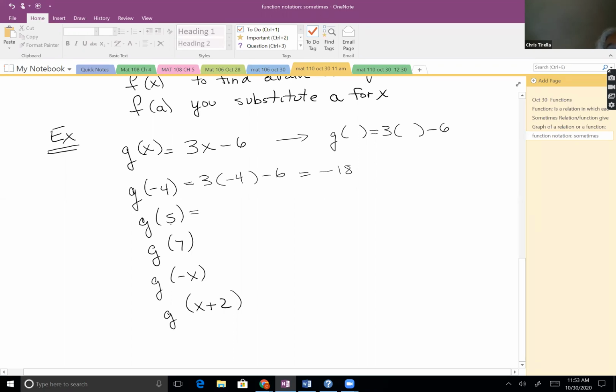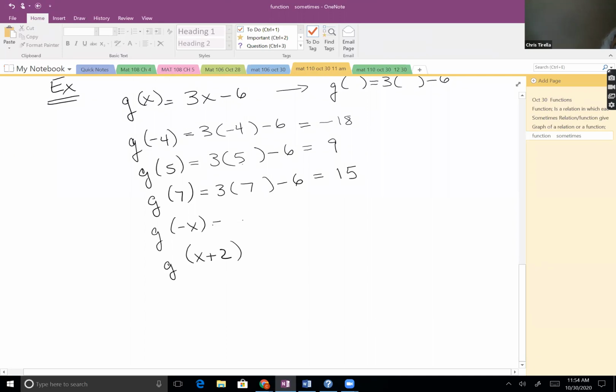If I want g of 5, this time I'm using that same rule, 3 times whatever goes in for x minus 6. Is everybody all right? This time I'm replacing x with 5. Yes. 3 times 5 is 15, minus 6 would be 9. This next one, 3x minus 6, but this time we're replacing x with 7. And so 21 minus 6 would give me 15.